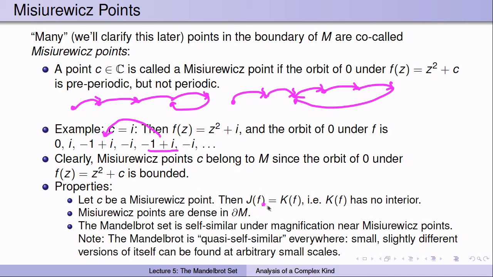And the Mandelbrot set is self-similar under magnification near Misiurewicz points. Now note, the Mandelbrot set is quasi-self-similar everywhere. Small, slightly different versions of itself can be found at arbitrarily small scales. But near Misiurewicz points, one can actually prove that it is self-similar. You zoom in and you see exact replicas of the big picture at small scales.